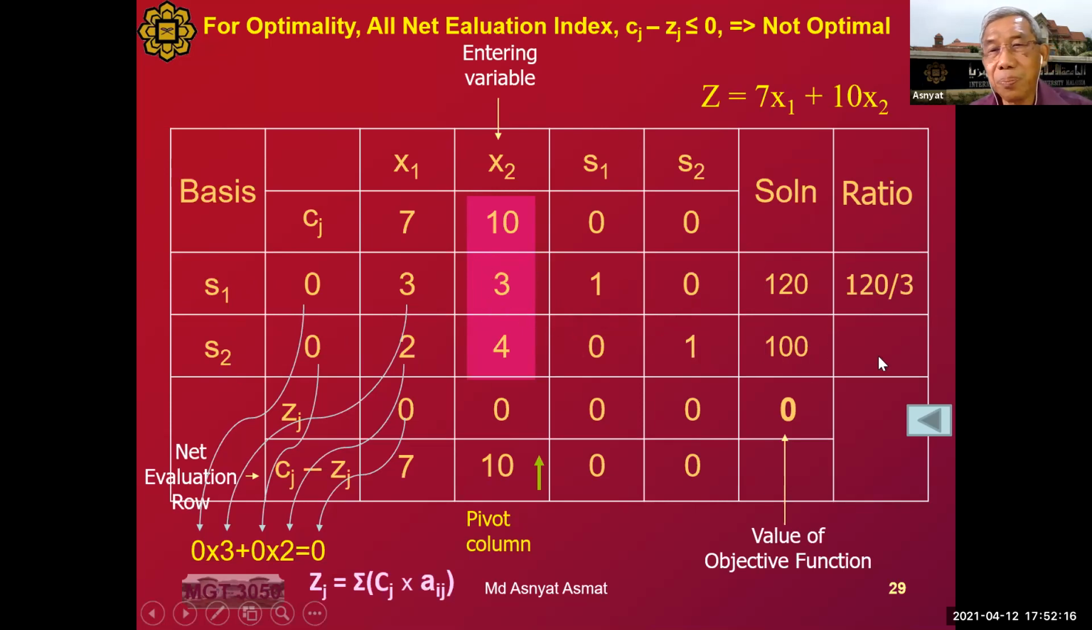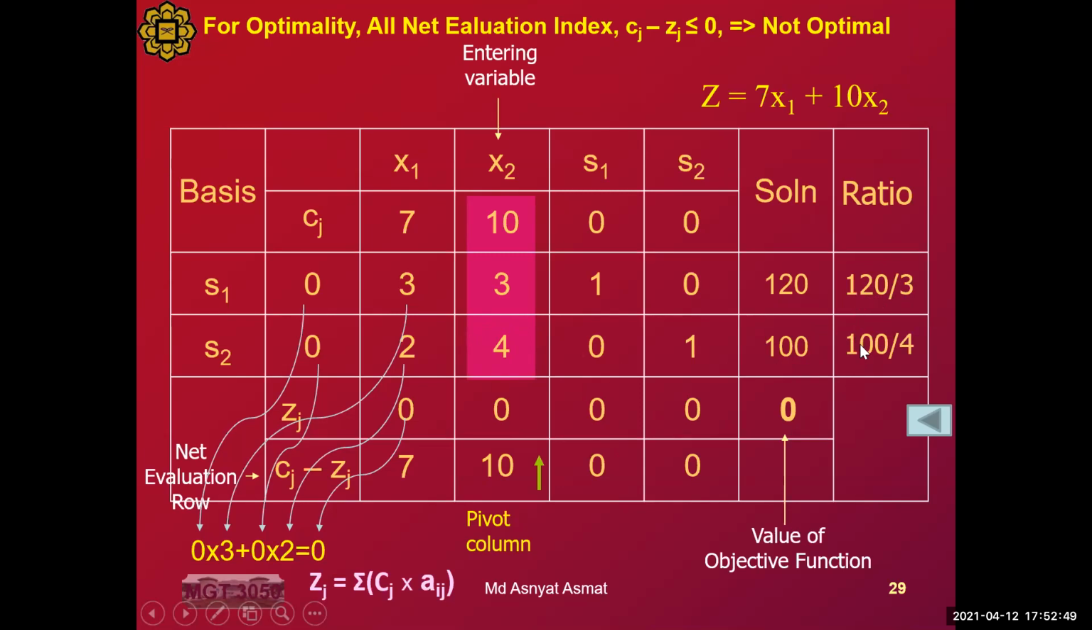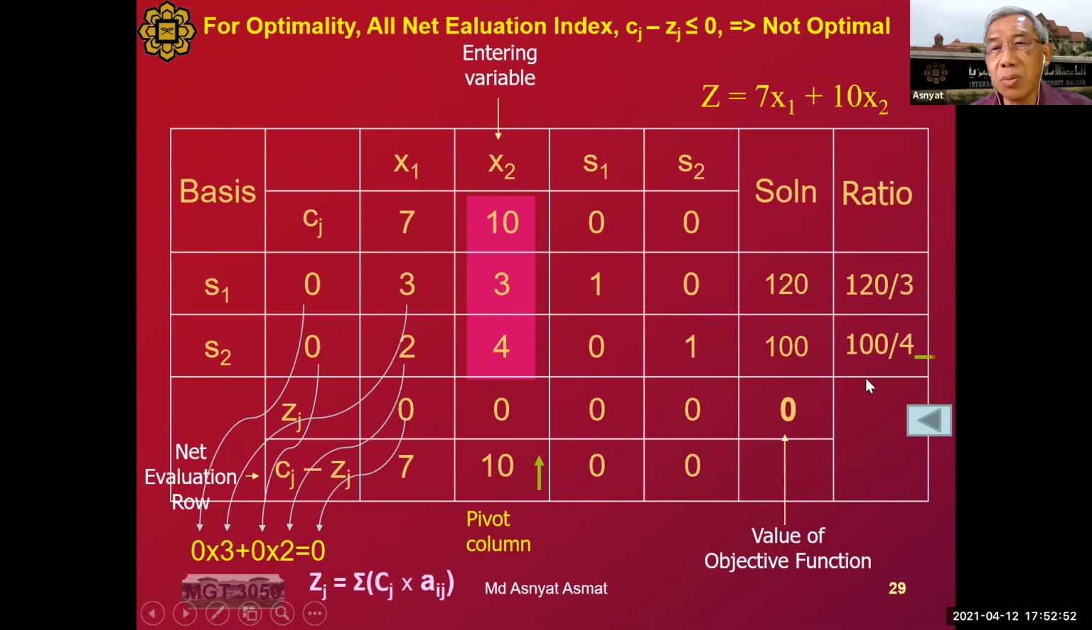And we do the same for the second one. 100 divided by 4. Solution divided by pivot column coefficient. 100 divided by 4 is 25. 120 divided by 3 is 40. Now, the next step is we find the lowest ratio. Which one is the lowest ratio in here? 25. 25 represents the lowest value.